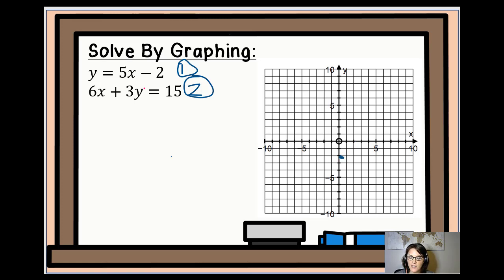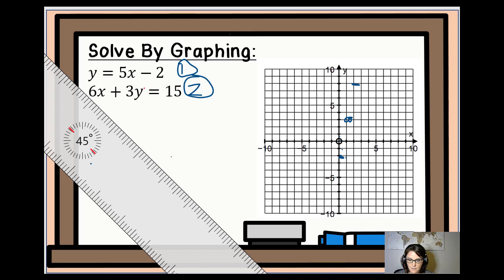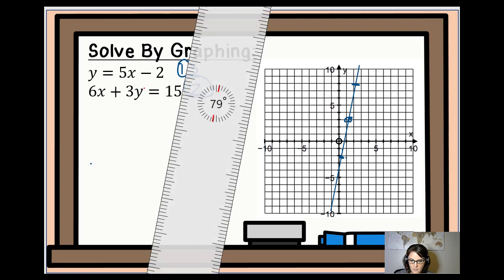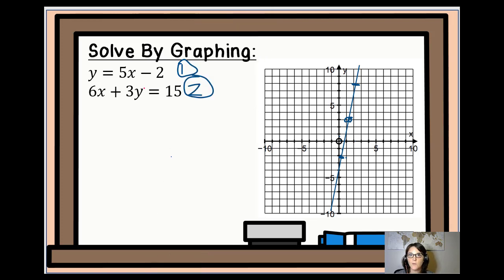And from there, I'm going to rise 5, run 1. And then I'm going to rise 5, run 1. And then I can connect my dots. Okay, we should draw arrowheads at the end of our line for good communication, and label our line. You can either label it with a 1 or y equals 5x subtract 2.